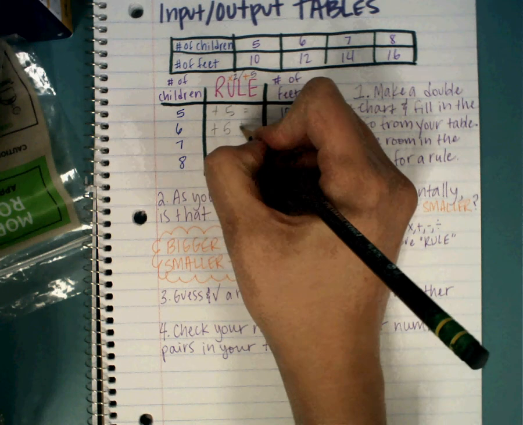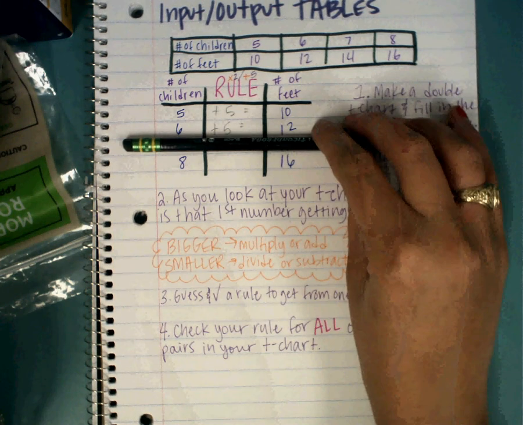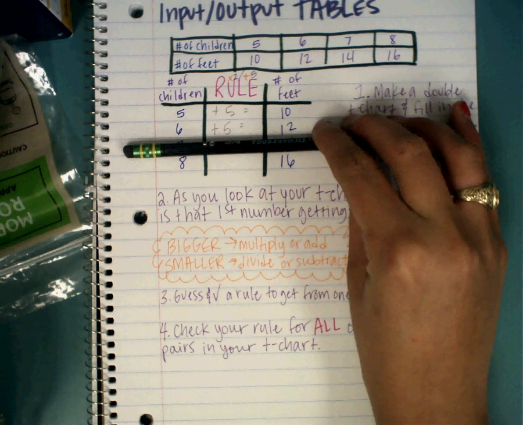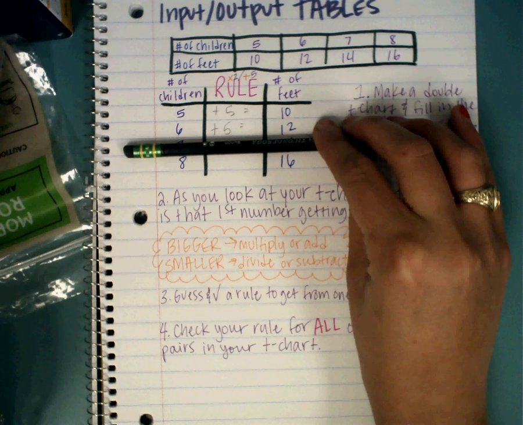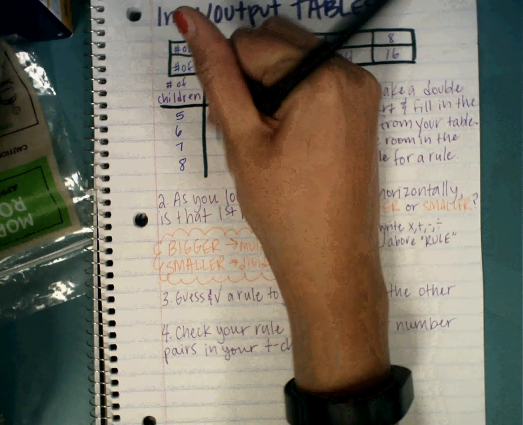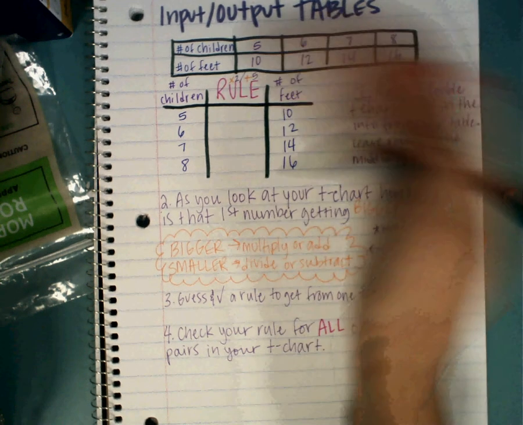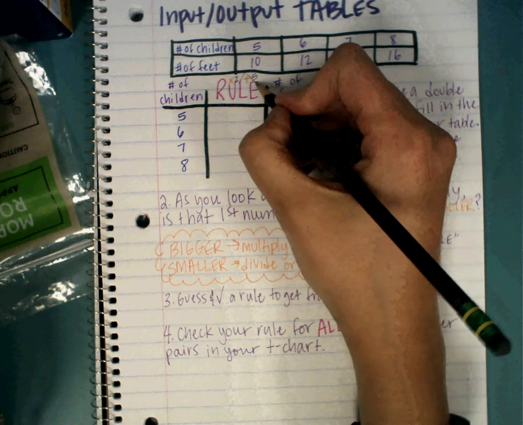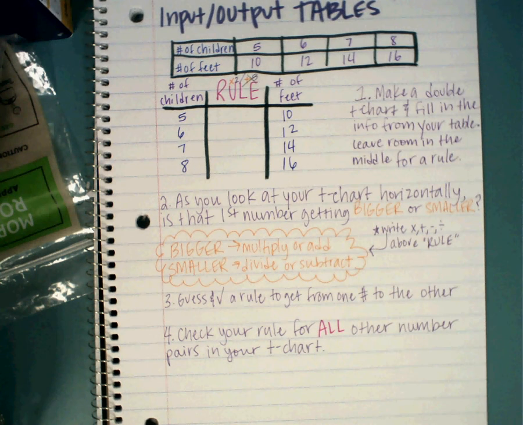So let's try plus 5 for this one. Does 6 plus 5 equal 12? Think about it. Does 6 plus 5 equal 12? No, it doesn't. What's 6 plus 5? 11. So that can't be my rule. So I'm going to erase that, and I'm going to put an X through that plus 5 because it can't be plus 5 if that doesn't work for all the number pairs. Okay?